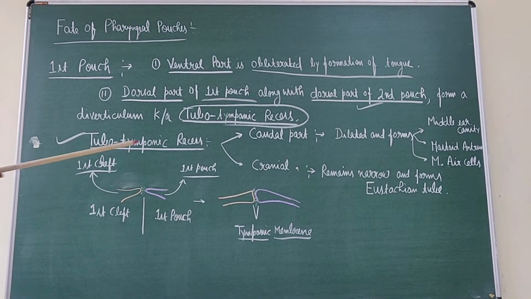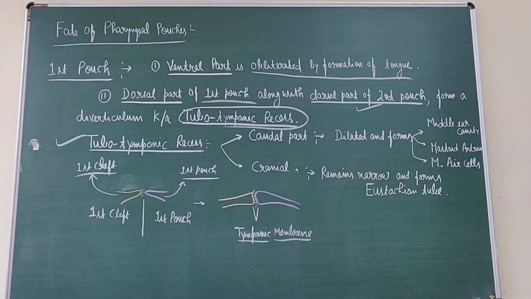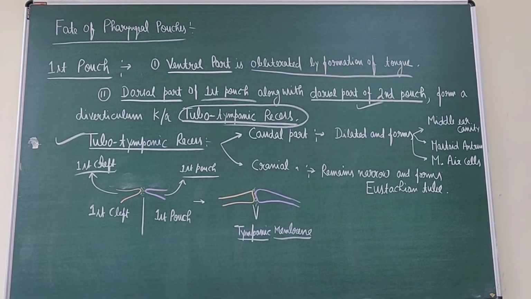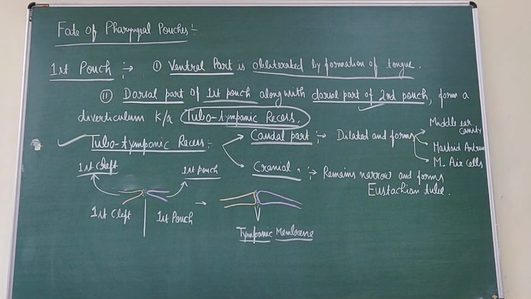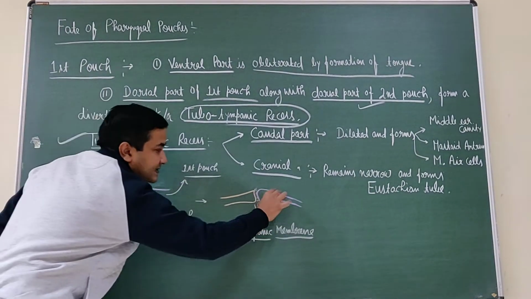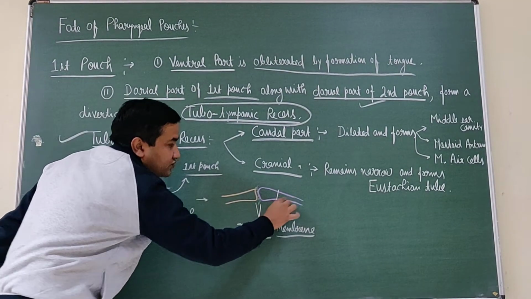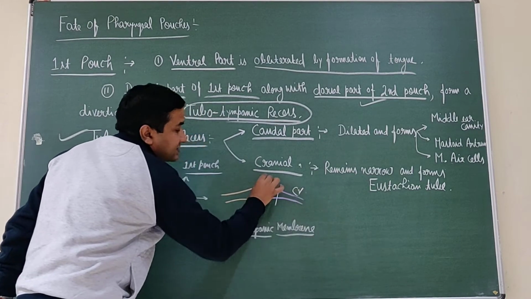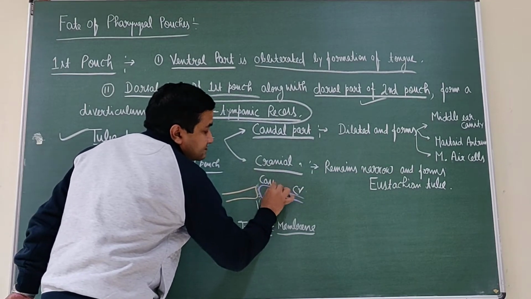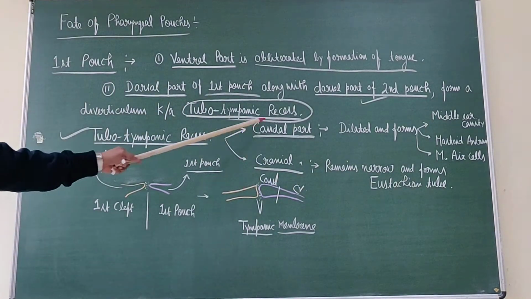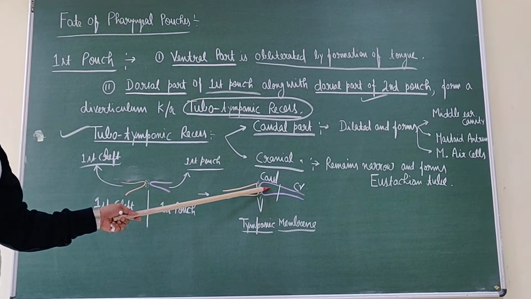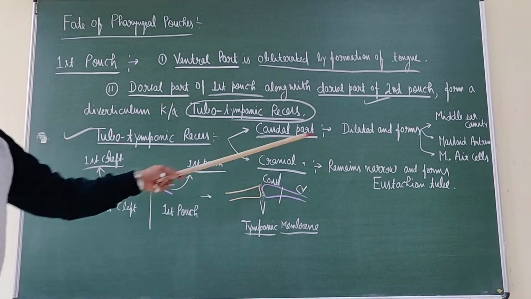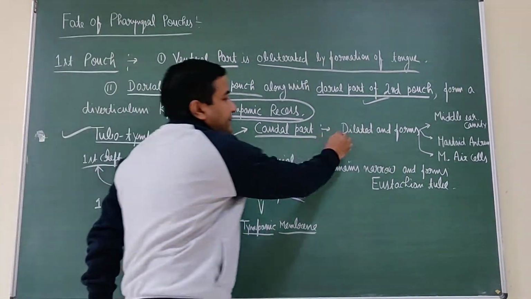In further development, this tubotympanic recess has a cranial part and a caudal part. This is the tubotympanic recess; divide it into the cranial and the caudal. This caudal part is the dilated part.